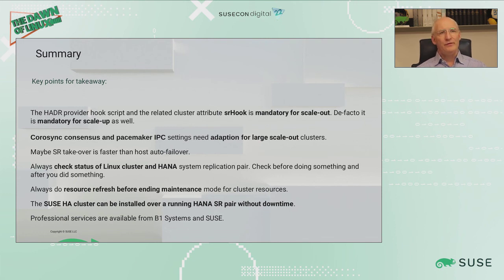It is possible to install an HA cluster on top of an already running HANA system without downtime of the application if you follow the right procedure. If unsure, of course, you can ask for help from SUSE and its partners. That's it. Thank you.